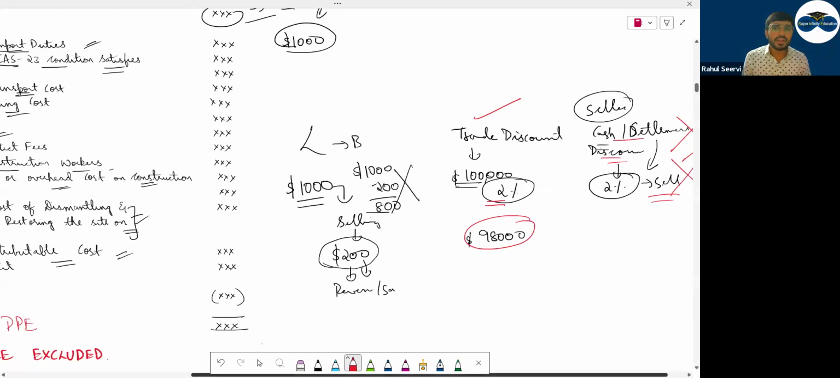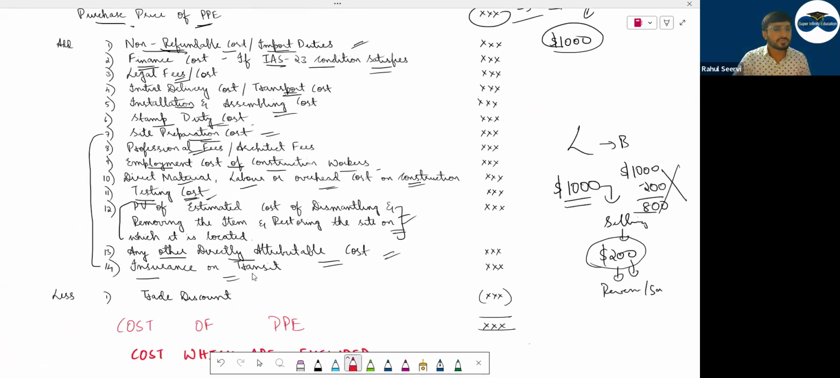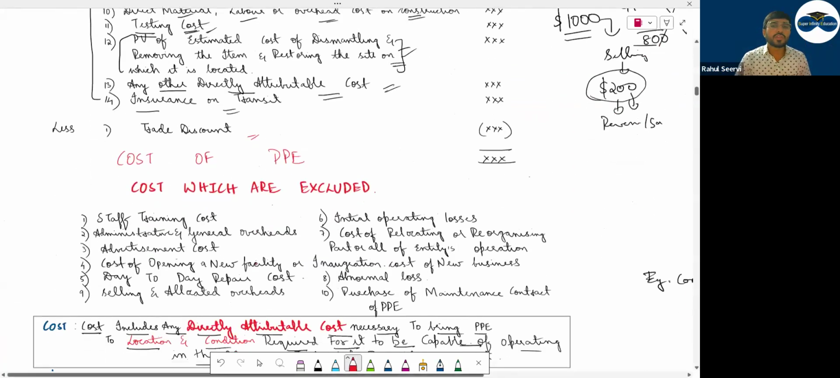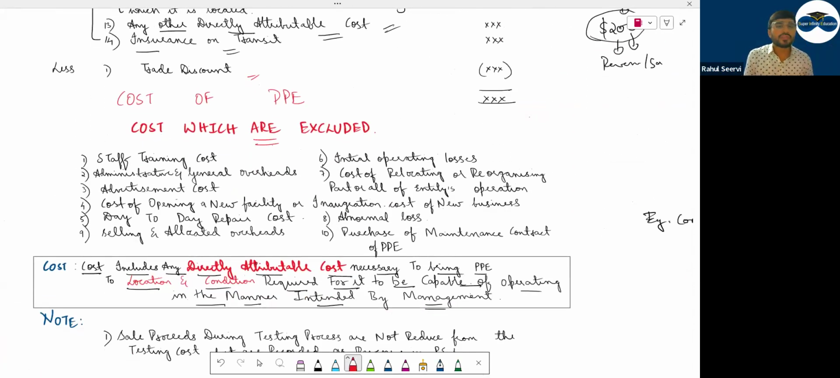Clear with this? Trade discount, settlement discount. See here, trade discount I have written. Now coming to the costs which are excluded, which are not included in the cost. The first one is staff training cost. To run this machine, you have to train the staff.